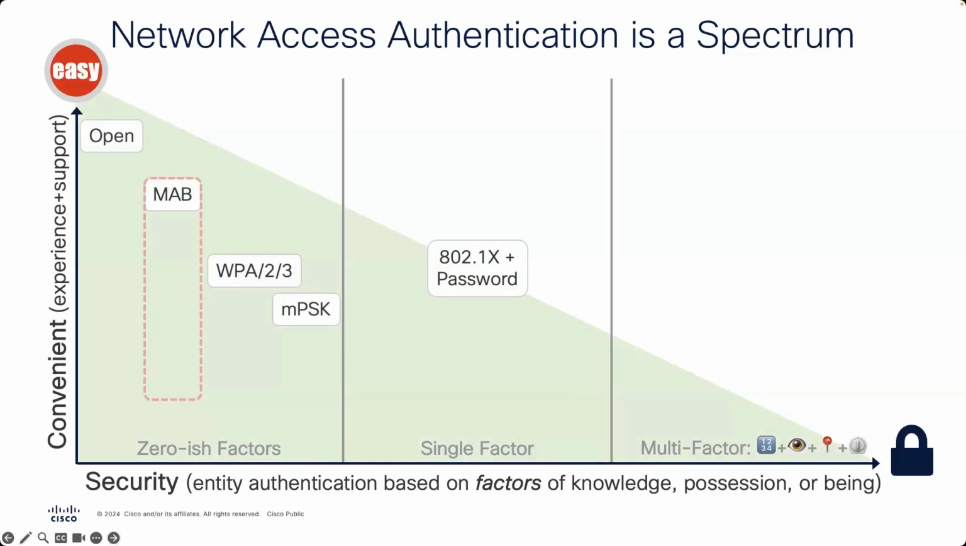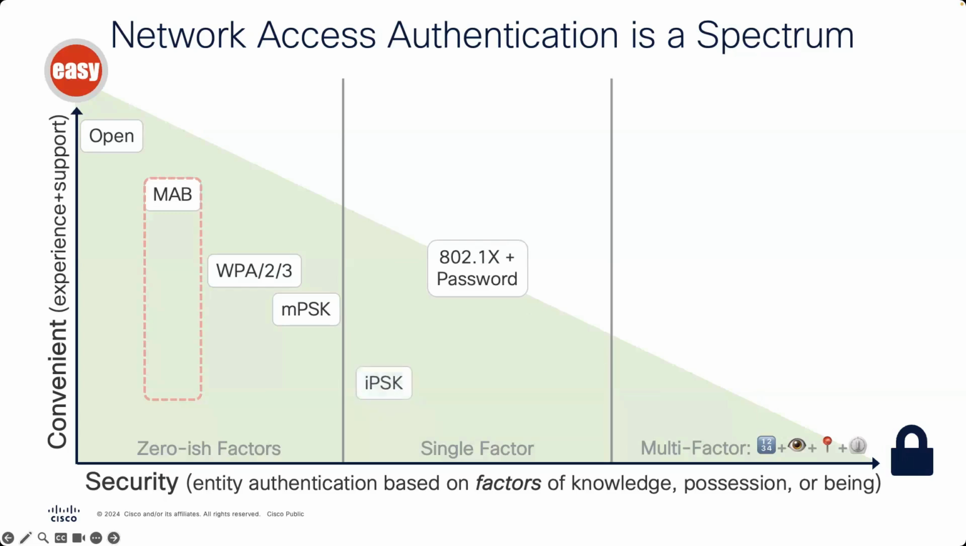It's not uncommon to do MAC authentication bypass, or MAB, on the wired network, and sometimes even the wireless. But a lot of times you use WPA or multiple pre-shared keys to be able to do this. I call them zero-ish because MAB can be spoofed, and in the case of pre-shared keys, it's pre-shared, and you can have multiples, and multiple people can share the same one. So it's not really a strong identity for that. So that's why I say zero-ish.